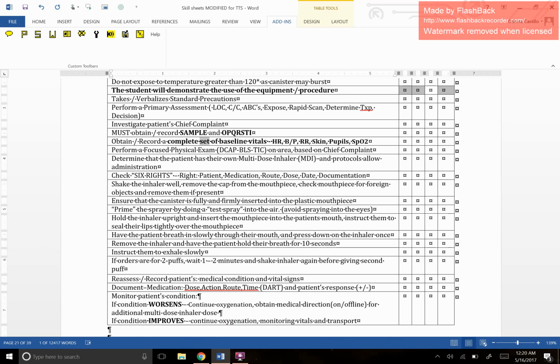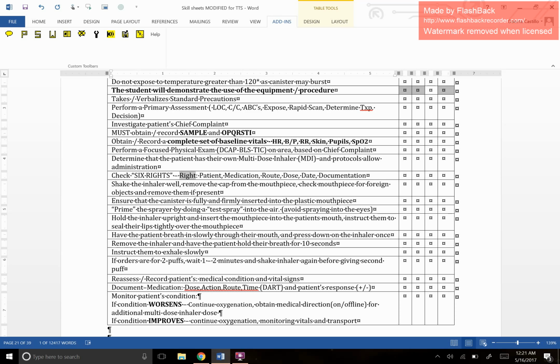Obtain and record a complete set of baseline vitals: HR, B/P, RR, skin, pupils, SpO2. Perform a focused physical exam, DCA-PBLS-TIC, on the area based on the chief complaint. Determine that the patient has their own multi-dose inhaler, MDI, and protocols allow administration.